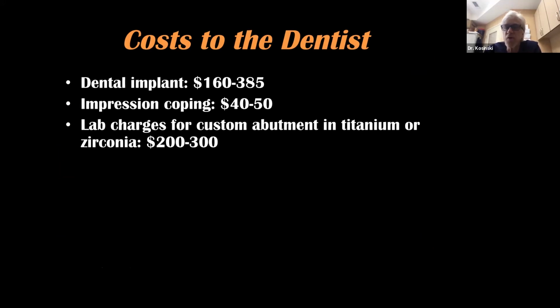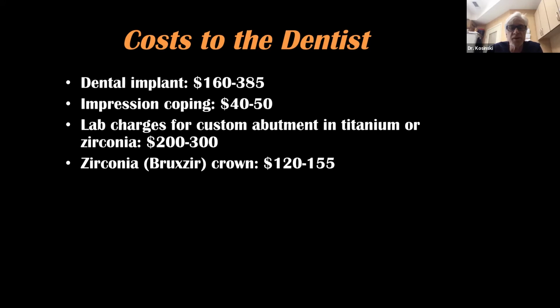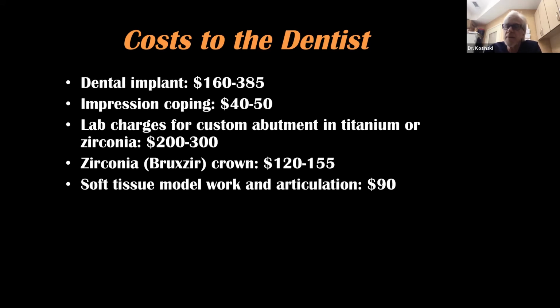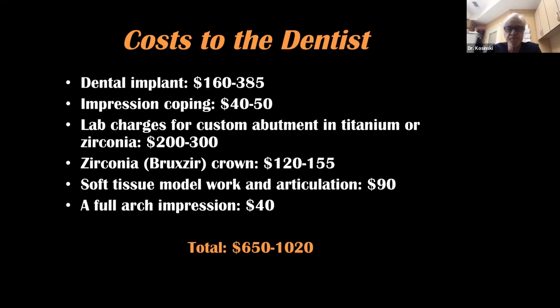Laboratory charges for a custom abutment in titanium or zirconia can range from $200 to $300, depending on which lab you're working with. A Bruxer crown, our crown fees have come way down, range from $120 to $155 a unit. Soft tissue model work, usually around $100, $90 to $100. Our impression materials, our impression tray costs us something, and that averages around $40. So be very conscious of it.